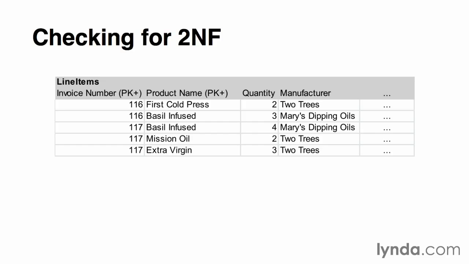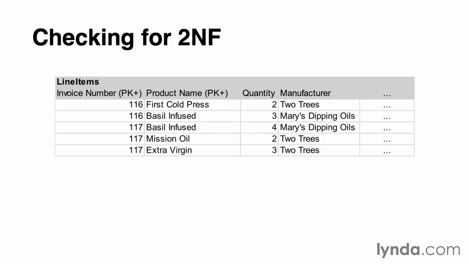Let's move on and check the manufacturer column. The manufacturer value isn't dependent on the invoice ID portion of the composite key. Different transactions will be for a variety of products, produced by a variety of manufacturers, so that's good. It passes the first check. But the manufacturer will always be the same for line items that include the same product name. Here is where we fail the test for 2NF.